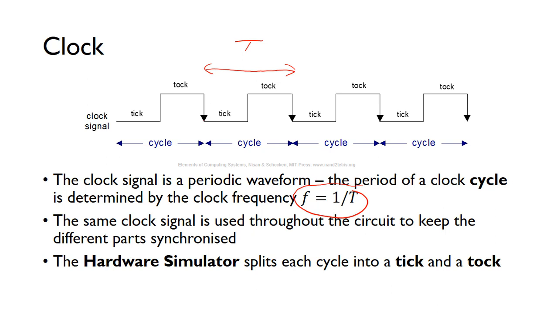There's two parts to it. We've got a tick part: when the clock signal is low, we'll call that tick. And when the clock signal is high, we'll call it a tock. So the clock is made up of this tick-tock, tick-tock, tick-tock. Each cycle is made up of a tick and a tock.